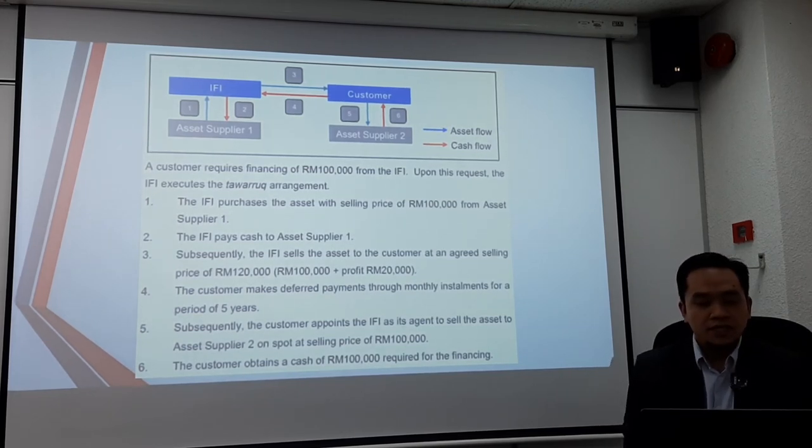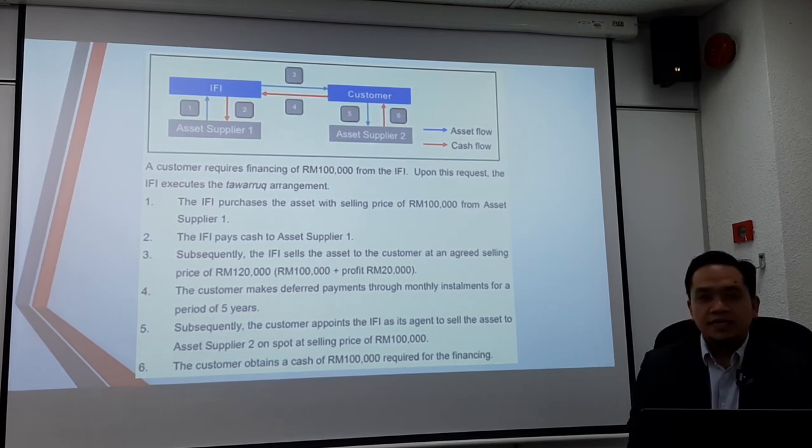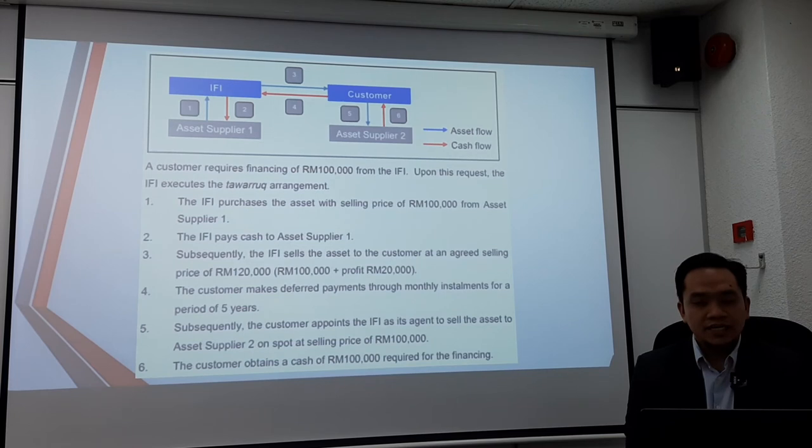And the fifth, subsequently the customer appoints the IFI as its agent to sell the asset to asset supplier 2 on the spot at a selling price of 100,000. Lastly, the customer obtains cash of 100,000, which is required for the financing. So basically, it is an illustration released by Bank Negara Malaysia for the Tawarruq contract.